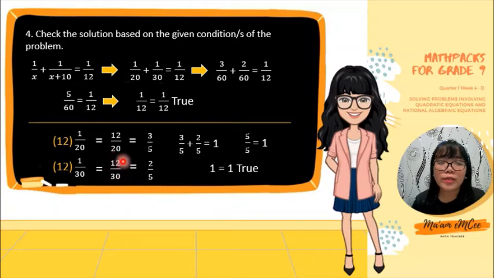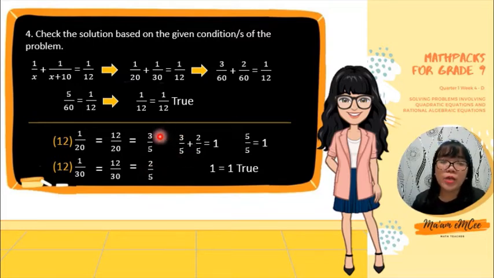Then we reduce as well 12 over 30 to lowest term. What is the common factor of 12 and 30? We get the greatest common factor, the greatest number which can divide both the numerator and denominator. So we have here 6. So 12 divided by 6 is equal to 2. 30 divided by 6 is equal to 5. So therefore, the reduced form of 12 over 30 is 2 fifths or 2 over 5.